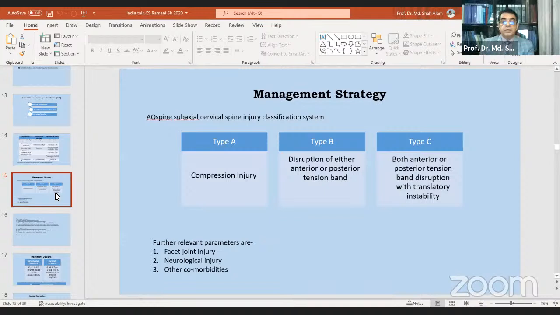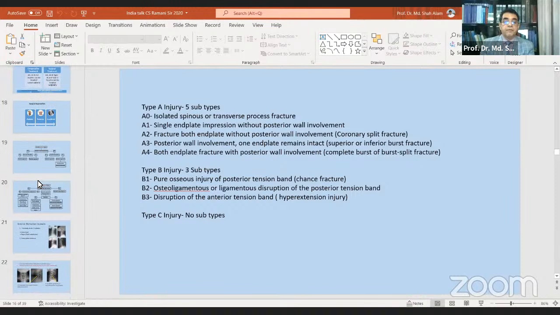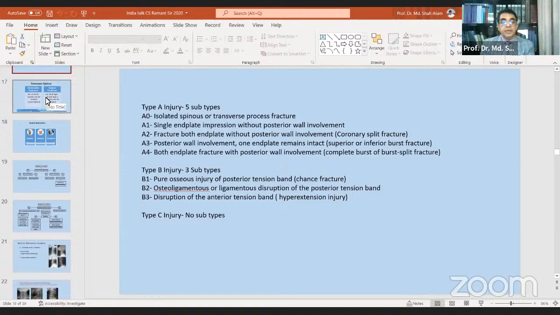So type A is compression injury, type B is disruption of either the anterior or posterior tension band, and type C is both anterior and posterior along with translatory instability. Further, we also evaluate some parameters like facet joint injury, neurological injury, and other associated comorbidities. I'm not going into details, but type A has five subtypes, A0, A1, A2, A3, A4, and type B has three subtypes, B1, B2 and B3, and type C is with translatory or rotational instability.